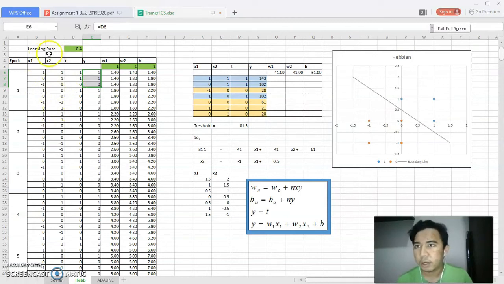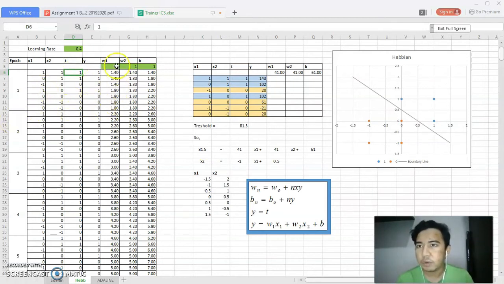So the learning rate for this method is 0.4, and the value of t is classified by the class of the data based on the question. For class A, the value will be 1. For class B, the value will be 0. So the value of y will be equal to t. The values in the y column will be the same as the t column for epoch 1.